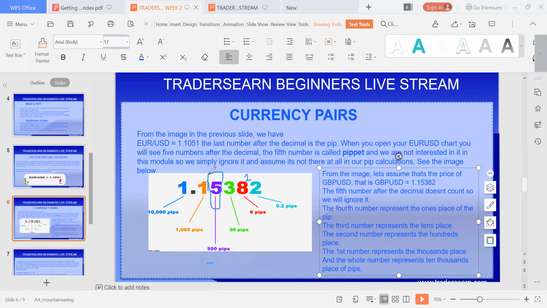Now, if you are to calculate the amount of pips from this area to this place, it's going to be 500 plus 30 plus 8. That's 538 pips. This is 538 pips from here. Now, if you are taking it from here, it's just 38 pips. Then if you are taking just this, it is 8 pips.